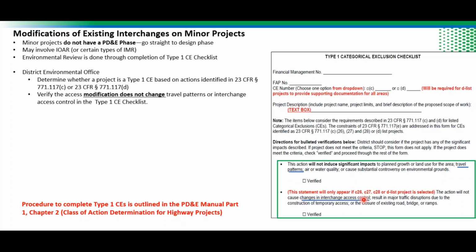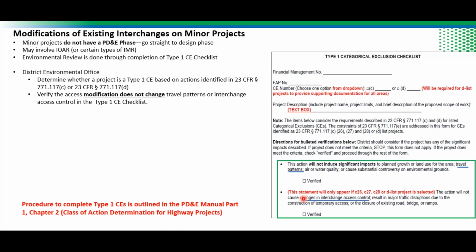So any action which may involve modification to the existing interchange on a minor project, if it meets this condition, then it may proceed as a Type 1. Other than that, it has to be a Type 2 CE. I want to make sure that is clear.